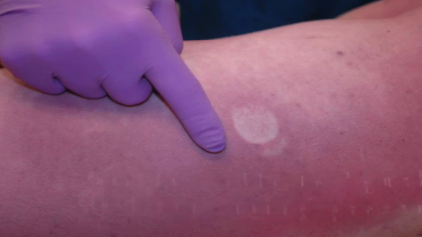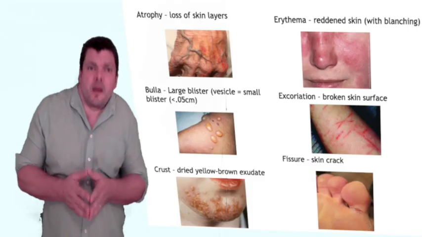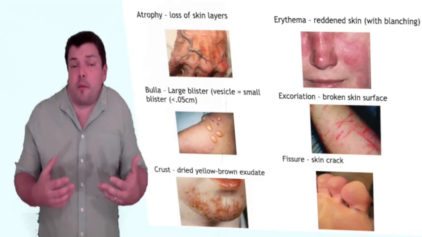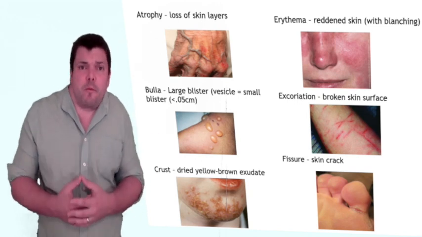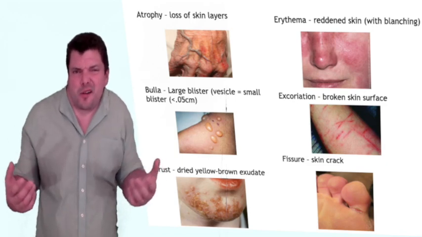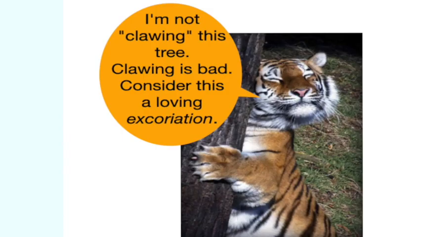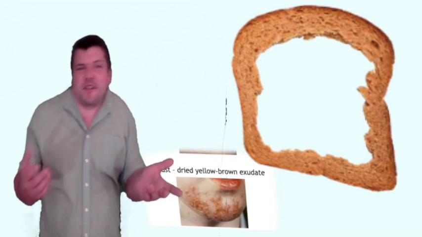Contrast that from a bruise, which is where blood leaks out of blood vessels and blanching doesn't happen. You can push down on a bruise and you can't push the blood out of the way. A bulla is a large blister, and in a couple minutes we'll talk about blistering disorders pemphigus and bullous pemphigoid. I've always thought of excoriations as scratch marks. A crust is a crust, as the name implies.